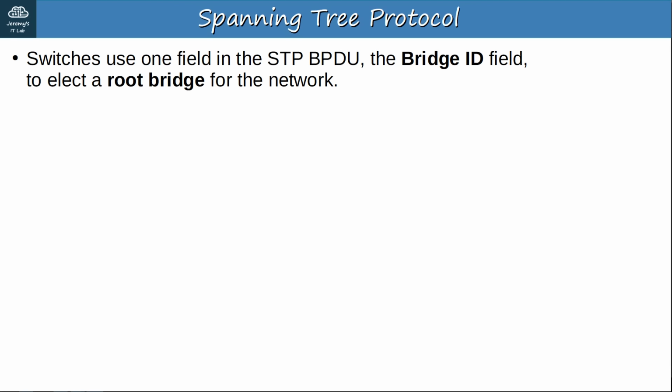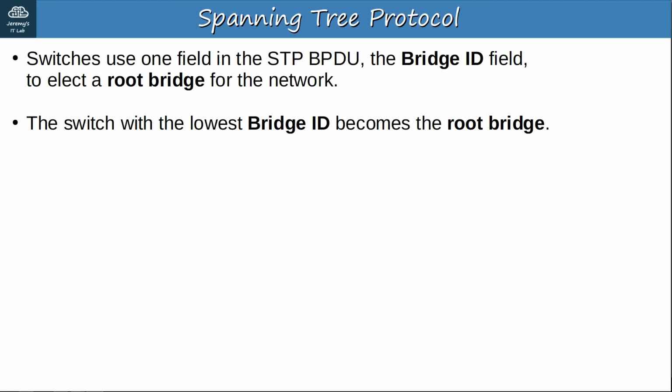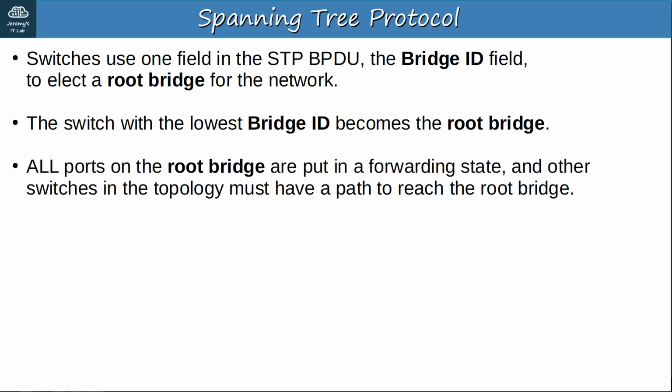First of all, switches use one field in the STP BPDU, the bridge ID field, to elect a root bridge for the network. The switch with the lowest bridge ID becomes the root bridge. I'll talk about the bridge ID in the next slide. All ports on the root bridge are put in a forwarding state, and other switches in the topology must have a path to reach the root bridge. So, as I mentioned previously, STP puts ports in either a blocking or forwarding state to avoid layer 2 loops in the network. However, as I just said, on the root bridge, all ports are forwarding, and all other switches must have a path to reach the root bridge.